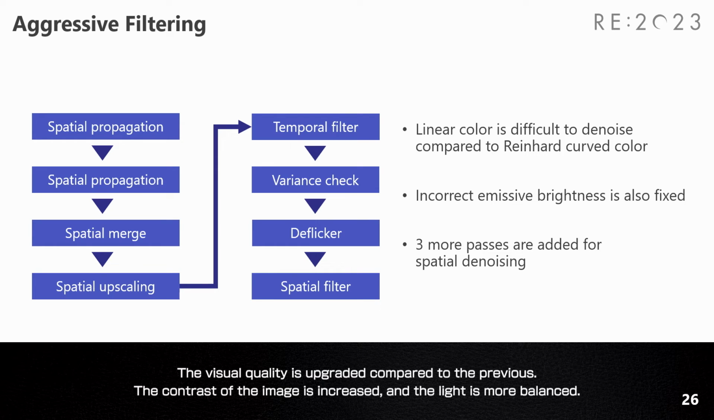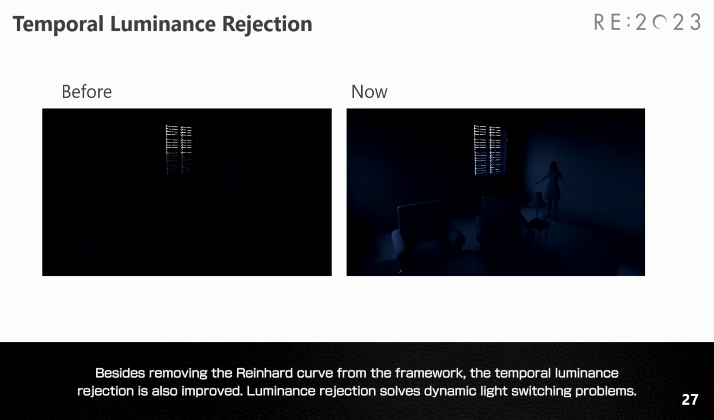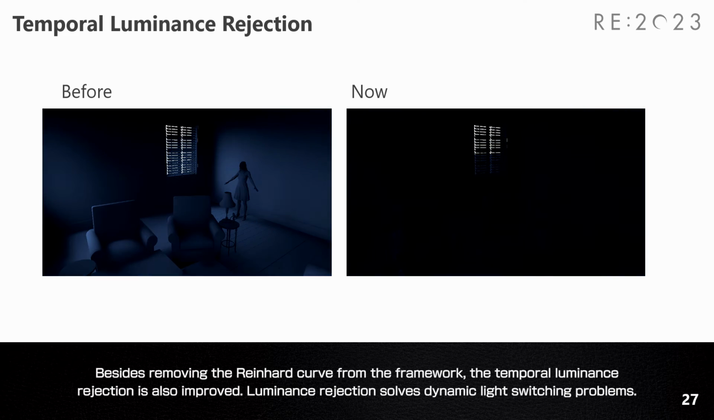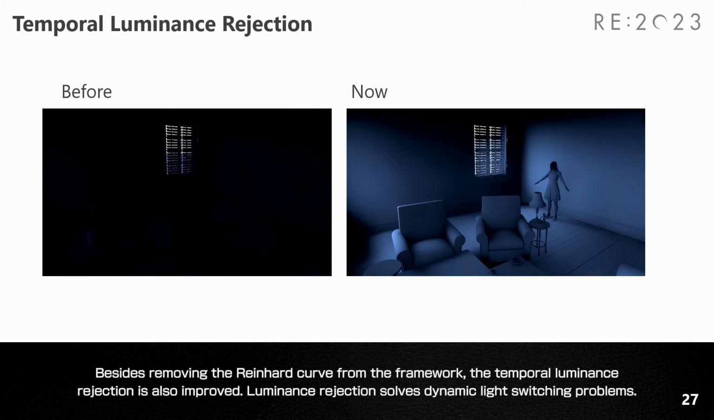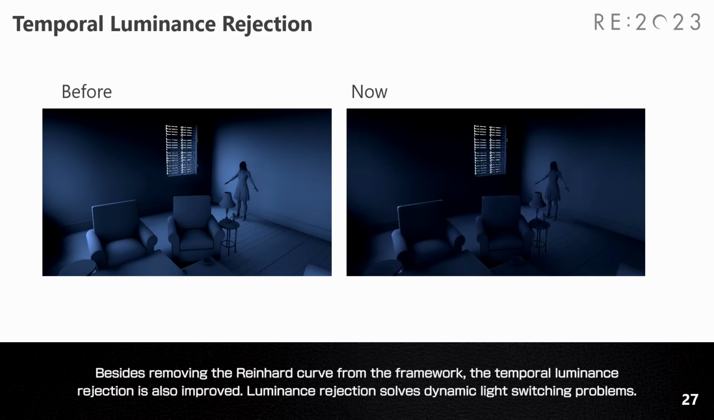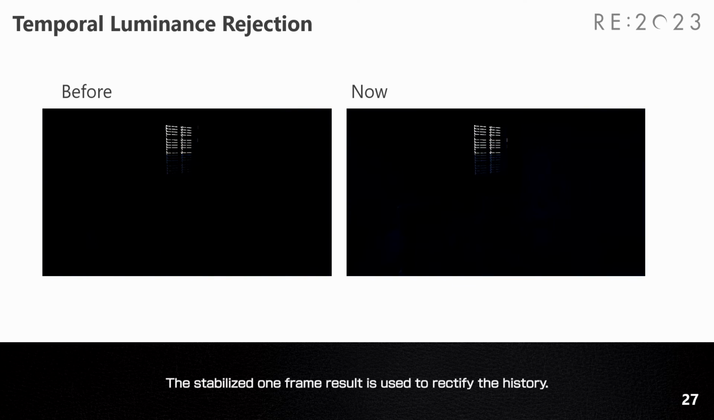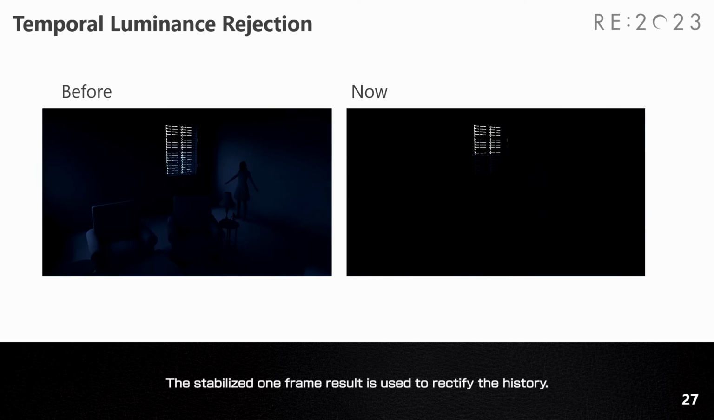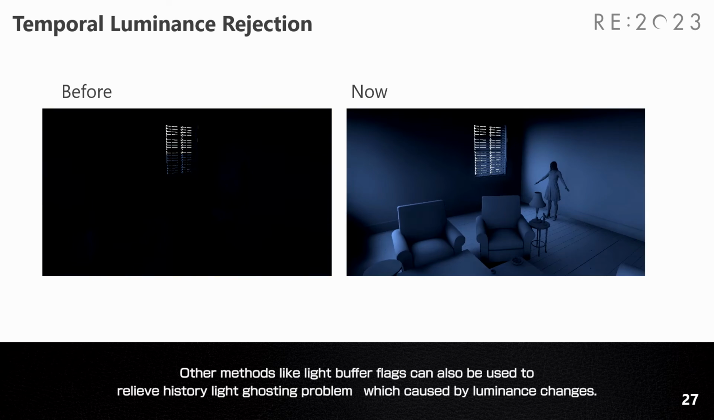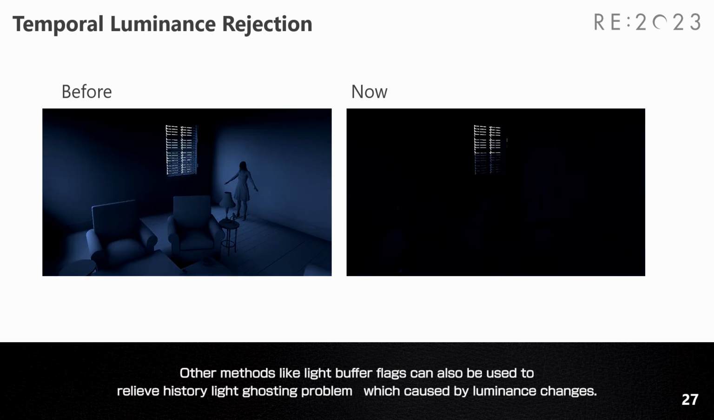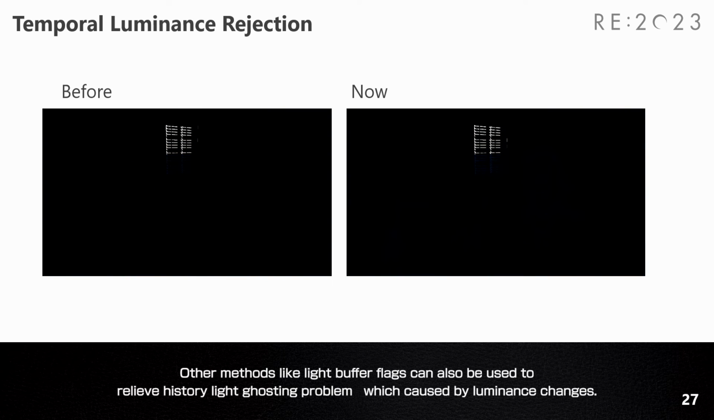The visual quality is upgraded compared to previous. The contrast of the image is increased, and the light is more balanced. Besides removing the Reinhard curve from the framework, the temporal luminance rejection is also improved. Luminance rejection solves dynamic light switching problems. The stabilized one-frame result is used to reset the history. Other methods, like light buffer flags, can also be used to relieve the history light ghosting problem, which is caused by luminance changes.